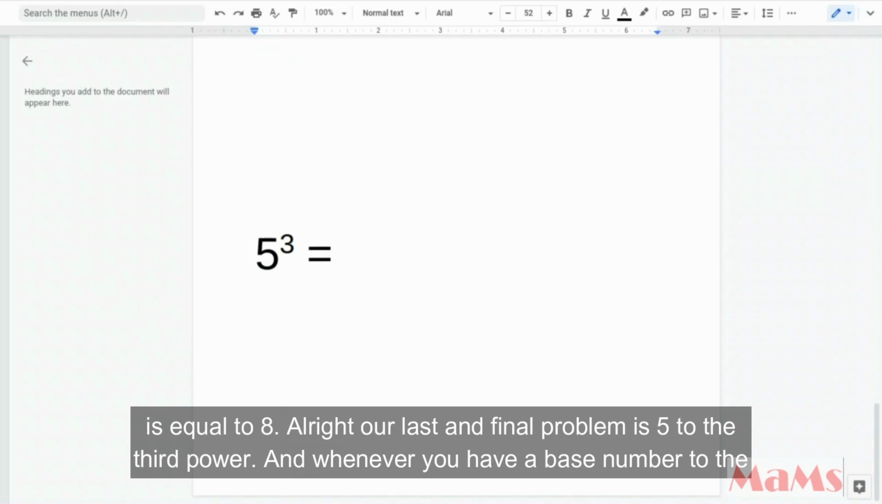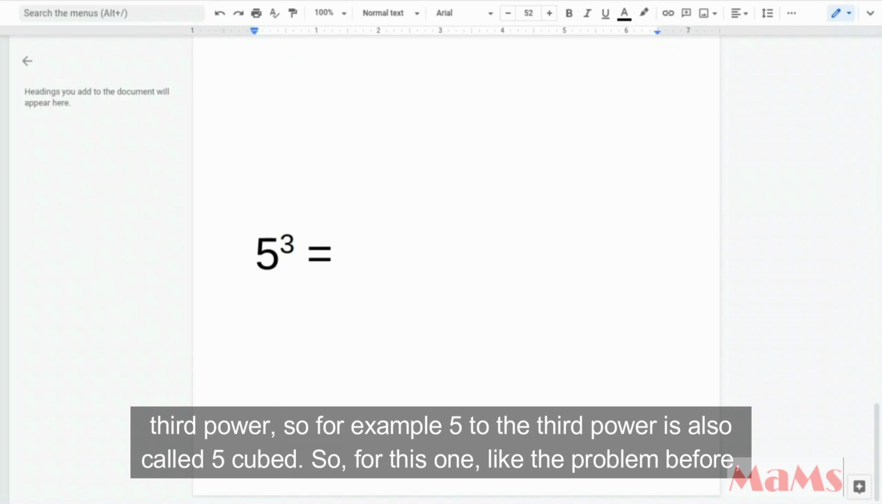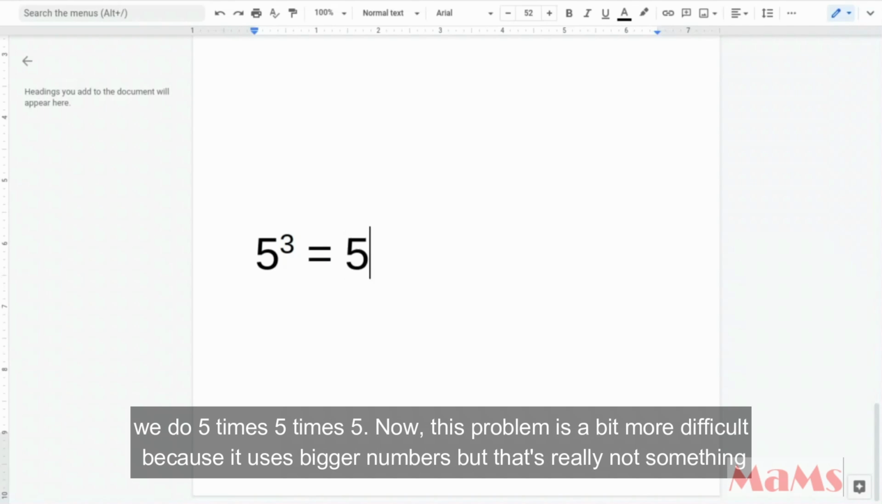Our last and final problem is 5 to the third power. And whenever you have a base number to the third power, you can also call it cubed. So for example, 5 to the third power is also called 5 cubed. So for this one, like the problem before, we do 5 times 5 times 5.